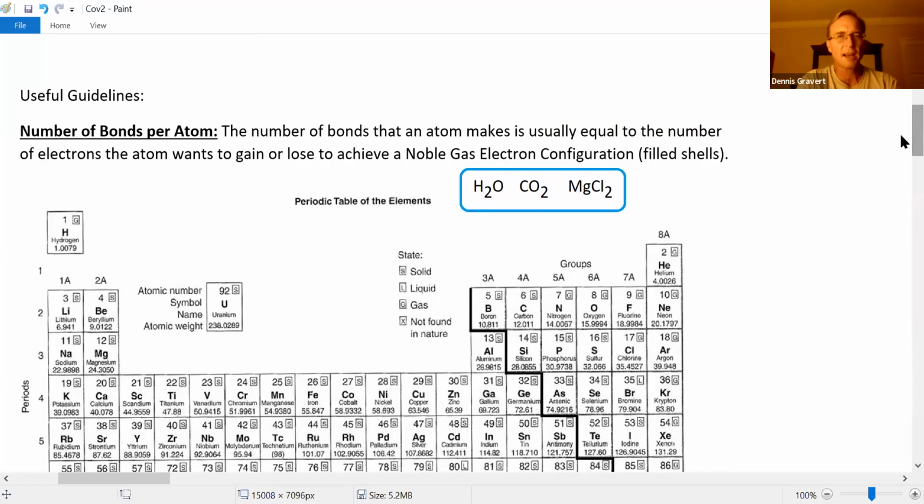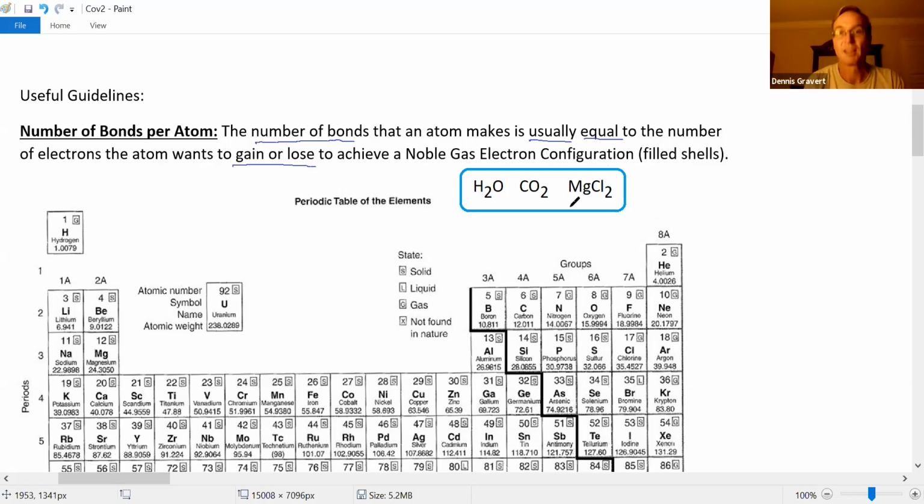Okay, so how many bonds are we expecting each element to make? Well, the guideline is, and it's just a guideline. It's not a hard and fast law or rule, but it's a guideline. So plenty of exceptions to it, but simply this. The number of bonds that an atom makes, usually, not always, usually equals the number of electrons the atom wants to gain or lose in order to achieve a noble gas electron configuration.